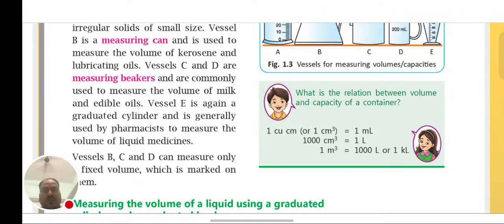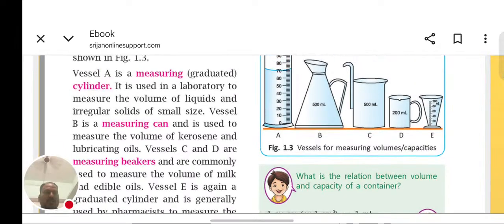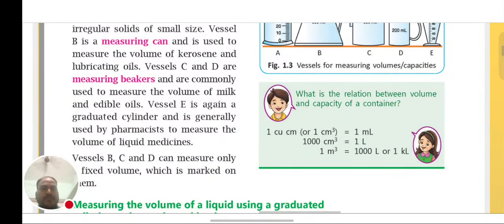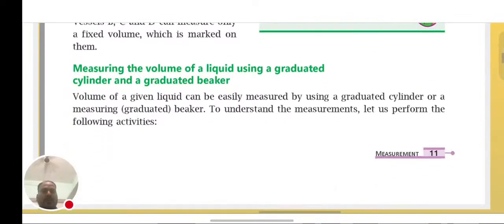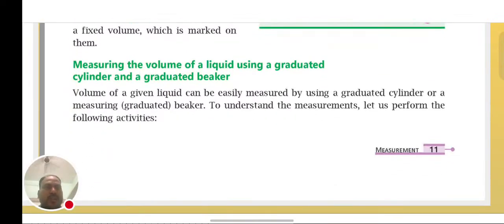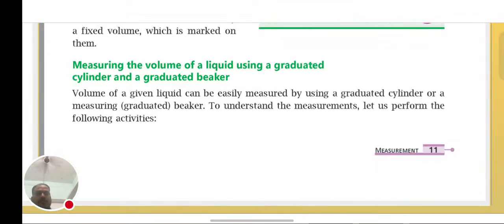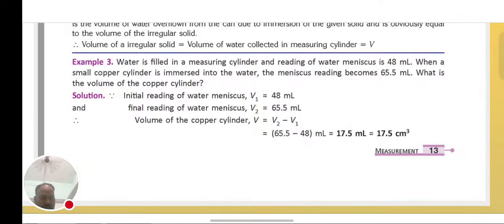Yes or not? So vessels B, C, D can measure only a fixed volume which is marked on them. So the mark is already present on them. Yes or not? The scale is present. Vessels A, E and D also. Now next topic which we have, measuring the volume of liquid using a graduated cylinder and graduated beakers. Now next page, turn the page. So activity is given.